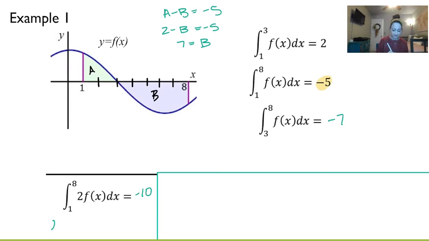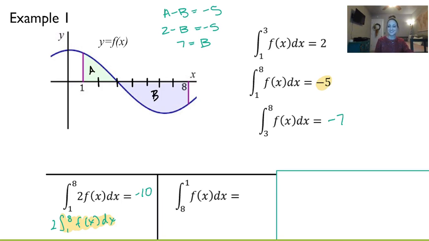So another way to think of this is 2 times the integral from 1 to 8 of f of x dx. And again, this piece we already knew to be -5, right? So just 2 times -5 will be -10. Think about it graphically as well. When you multiply a number to the outside of a function, it stretches it vertically, right? So all those areas are going to be stretched by a factor of 2.